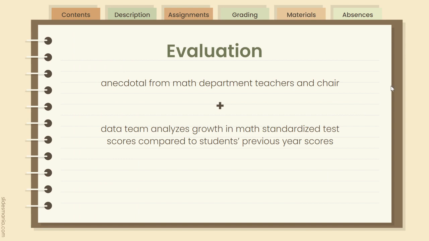So in the end, that evaluation is really going to come from 2 main sources. One will be the anecdotal evidence from math department teachers and the chair. And the second will be from the department chair and the data team analyzing the growth in students' math standardized test scores from previous years to this year. So we would want to see if there is a statistically significant improvement in math scores that could be attributed to these new WEP activities being implemented.